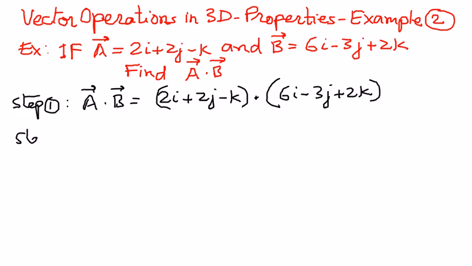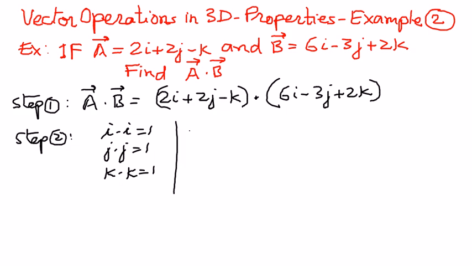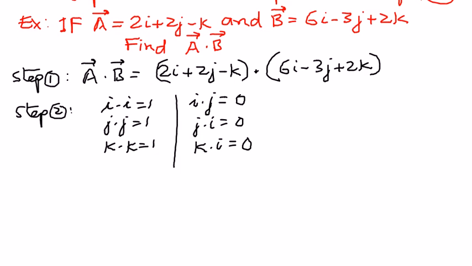And then as step number 2, we're going to state that i dot i is equal to 1, j dot j is equal to 1, k dot k is equal to 1, and also i dot j is equal to 0, j dot i is equal to 0, and k dot i is equal to 0. So those are some of the basic properties of dot product. Therefore we will recognize those and we will implement them as we expand these situations.